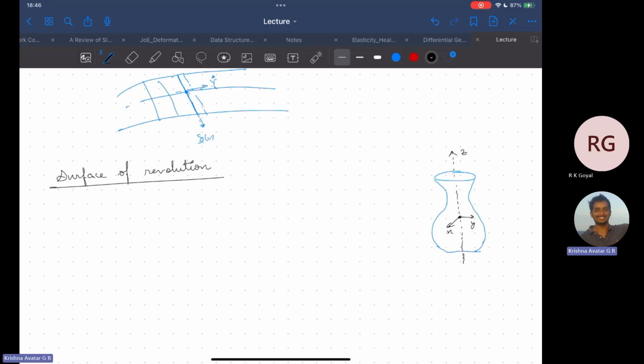Now let's take a look at the thing that lies just on, say, the XZ plane. So ideally we would have this as the XZ plane. So in the XZ plane, you can have this as the profile curve. Right, so this is in the XZ plane.